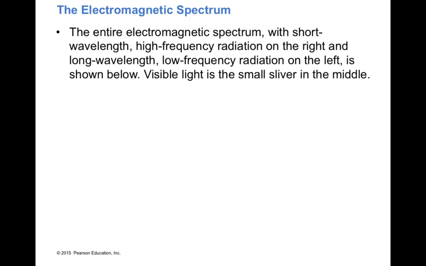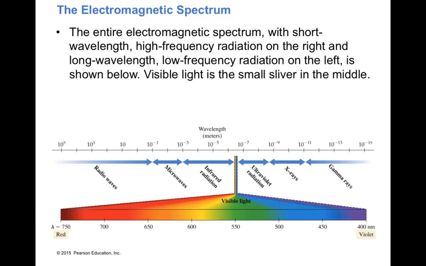So let's talk about the electromagnetic spectrum. The entire electromagnetic spectrum, with short wavelength, high frequency radiation on the right, and long wavelength, low frequency radiation on the left, is shown here. Visible light is a small sliver in the middle. So here we have the whole electromagnetic spectrum. On the left is the larger wavelength, and on the right is the shorter wavelength.